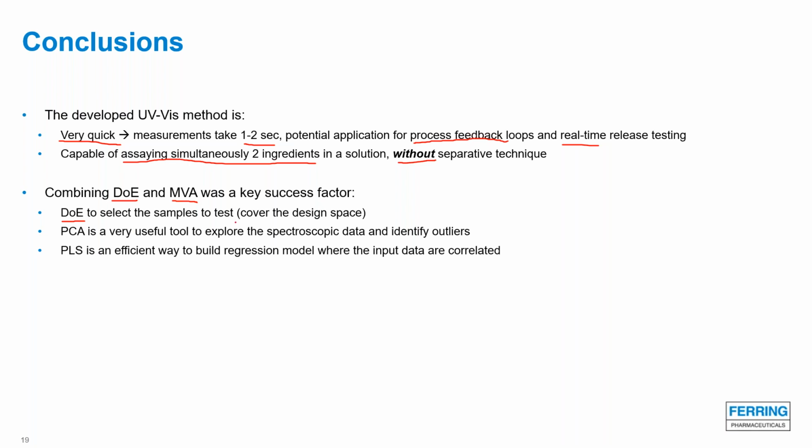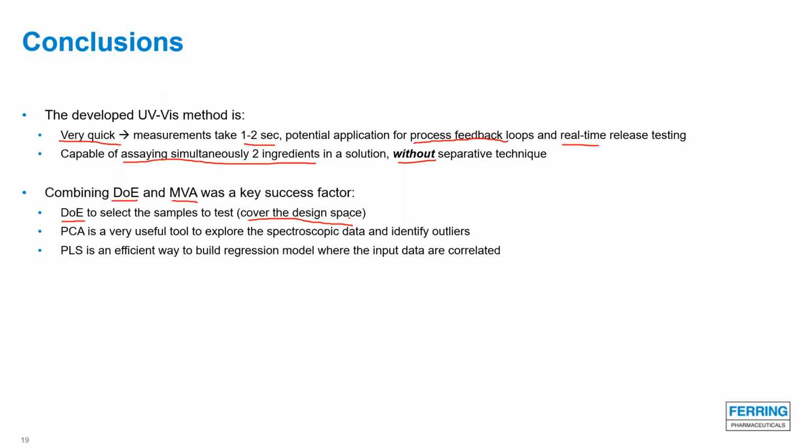Why? Because designs of experiment are good at covering the design space, as well as selecting which samples to test. Actually, the case that I've presented is quite easy. We had only 2 variables to deal with. Imagine if you had more variables, more ingredients to predict in the solution, 3, 4, 5, eventually many others.